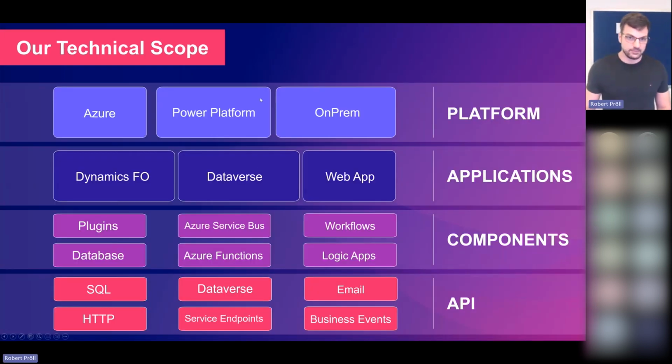A small thing regarding the technical scope here, I will come back to this later. As I said, we have different layers. But for now, it's important to understand that we've got Power Platform, Azure, and on-premise, and different applications. By the way, the alignment here is just a random order, so it's not related. And then we have different components. The reason I'm telling you this is to help you understand what we are talking about.